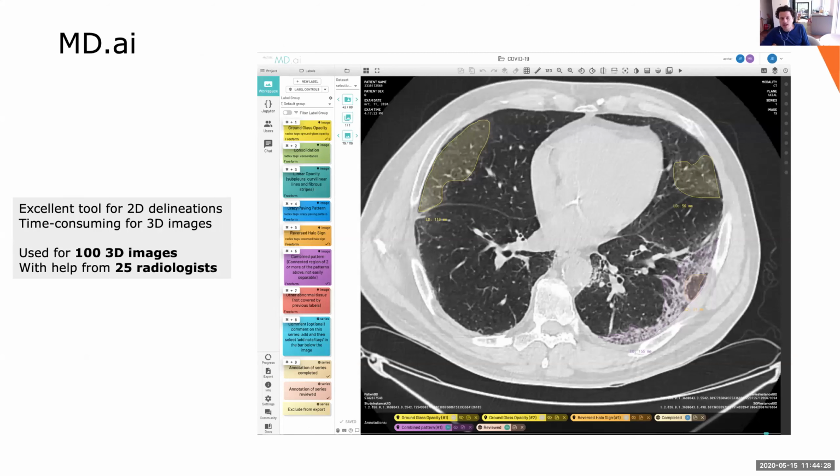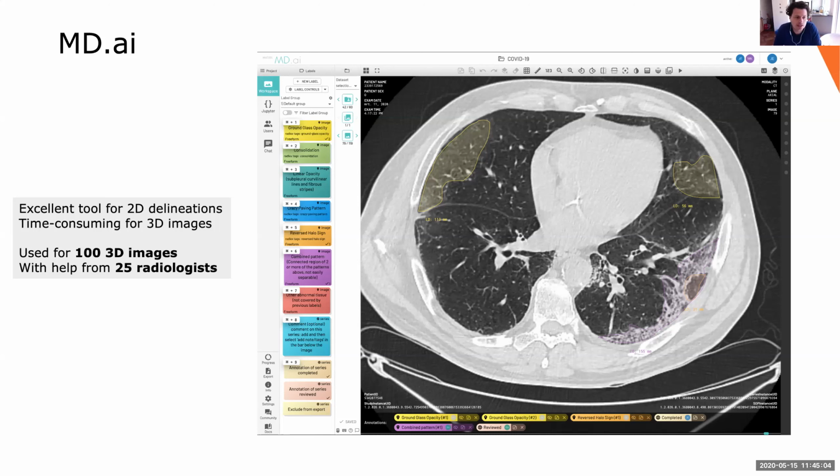MD.ai, I think, is the closest that you can get to a real medical annotation software. It's very nicely made. You can make any type of label you want, different forms. And it works quite well for 2D. What we unfortunately saw was that it turned out to be very time consuming for 3D. We ended up doing 100 3D images. That was approximately 10,000 images that were annotated. I recorded about 500 hours of annotation time, so it was excessive.